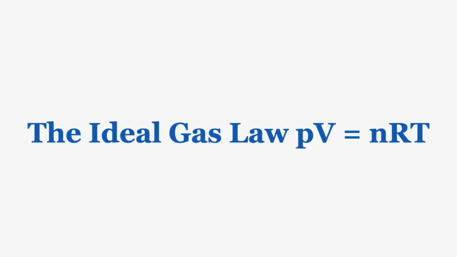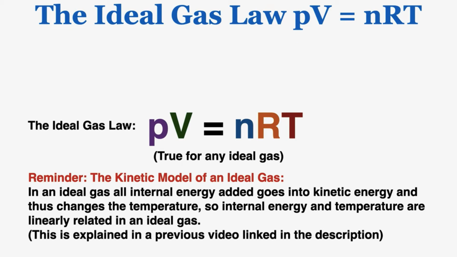This lecture is about the ideal gas law, PV equals nRT. This lecture is assuming that you already know what an ideal gas is. It's a gas where all internal energy added goes into kinetic energy and thus changes the temperature. So internal energy and temperature are linearly related in an ideal gas. This definition is explained in a previous lecture that I've linked in the description.